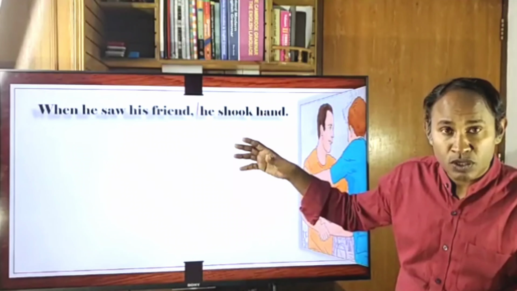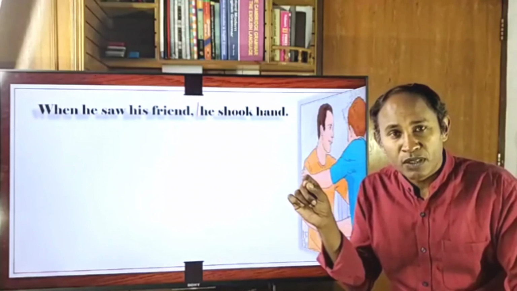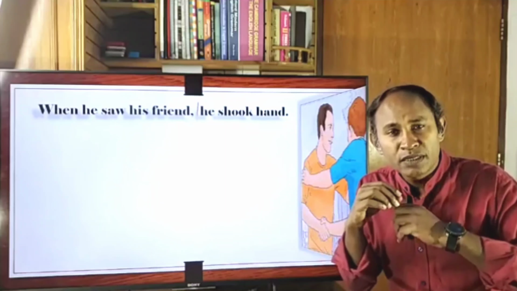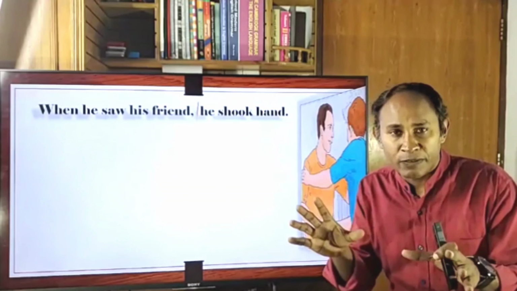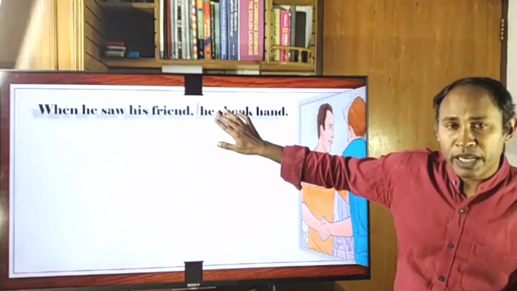So, if we come to this clause, he shook hand, and if we just give a full stop, it can express the full meaning itself. That's why this part is called a principal clause. Now the question, what is a principal clause? The clause that can express its meaning itself without the help of any other clauses is called a principal clause.